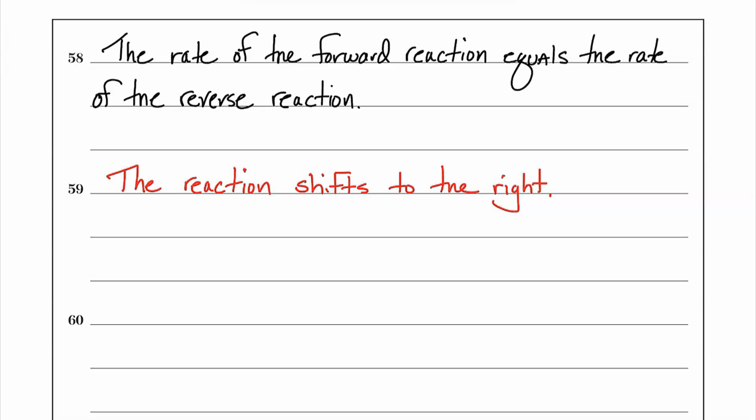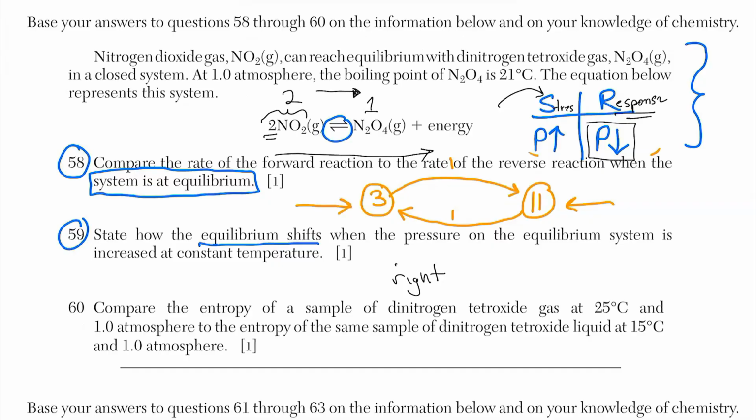On to number 60. Compare the entropy of a sample of dinitrogen tetraoxide gas at 25 degrees Celsius and 1 atmosphere to the entropy of the same compound, but as a liquid at 15 degrees Celsius. So what we're really doing with all these words is comparing the entropy of a gas to the entropy of a liquid. Now, of course, what is entropy?